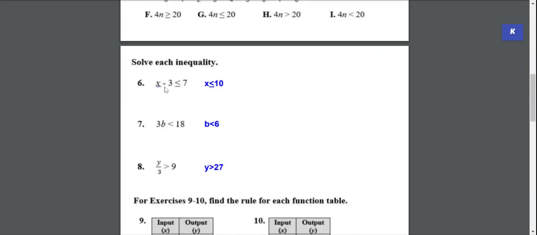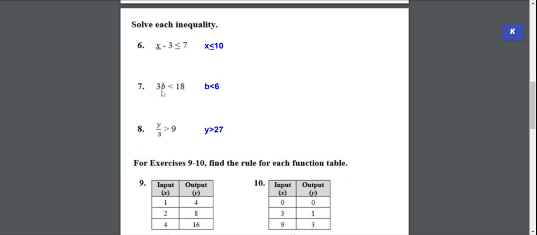You're going to do the same thing to both sides. So if this is subtraction, you're going to undo it with addition. We're going to add 3 and add 3. Keep the same sign. We end up with x is less than or equal to 10. Number 7, this is multiplication when there's no symbol here. So we're going to divide by 3 and divide by 3. Keep the symbol. We get b is less than 6.